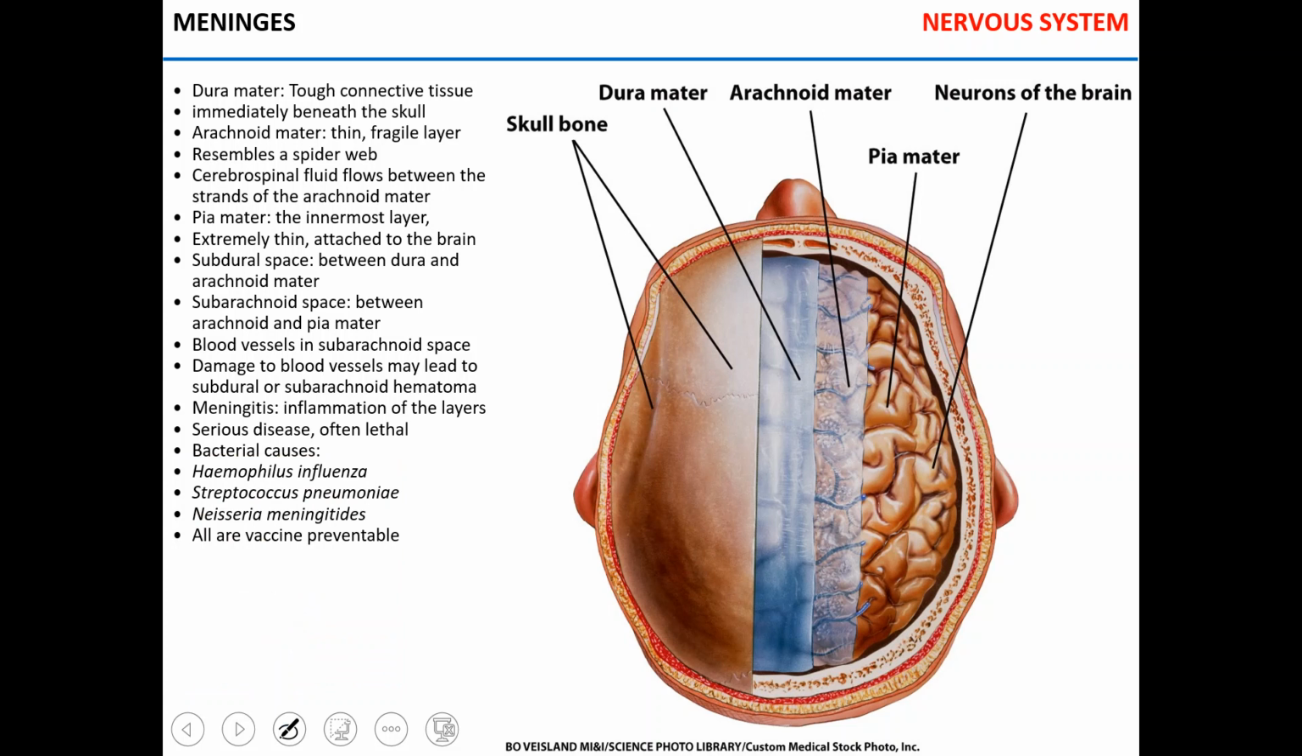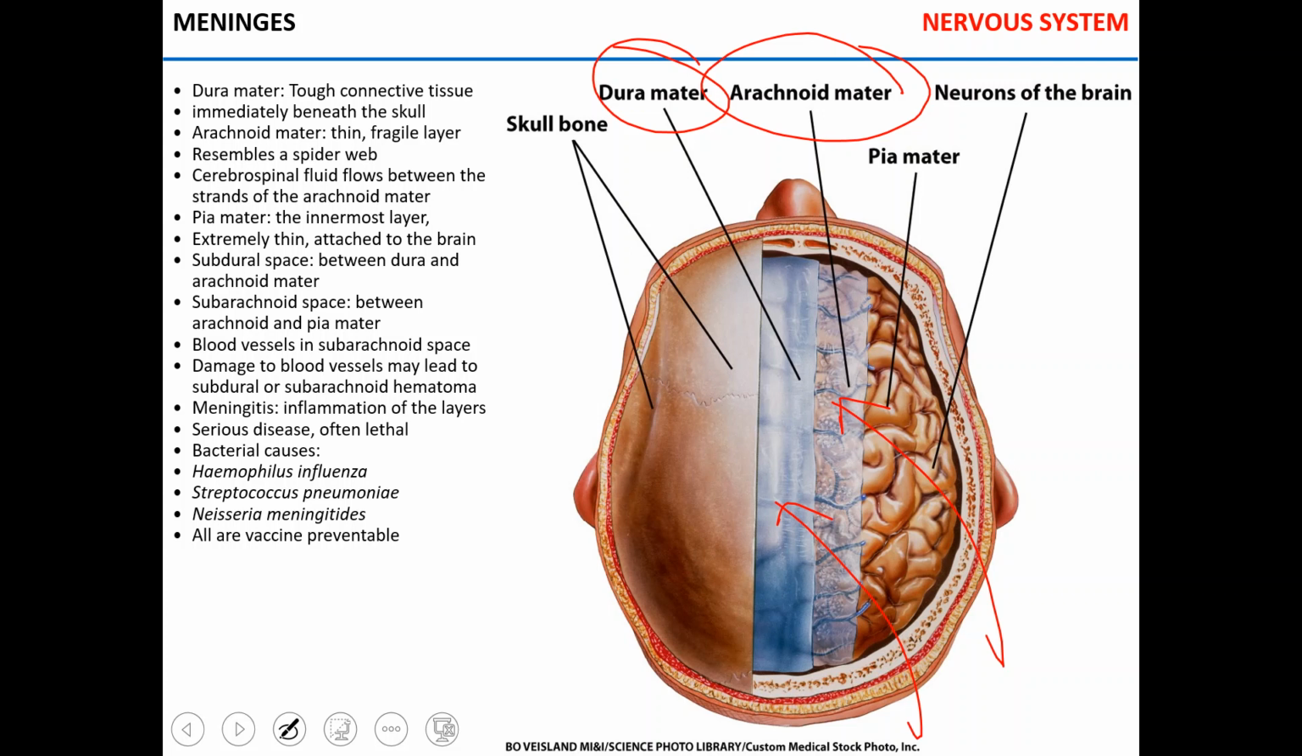So first layer is pretty thick layer. Here you see it's a dura mater. Dura mater is a pretty thick, very strong, and tough connective tissue beneath the skull that partitions the brain and holds it inside the cranium. Under the dura mater is relatively thin arachnoid mater, named so for its resemblance to a spider web. So under the arachnoid mater is the cerebrospinal fluid.